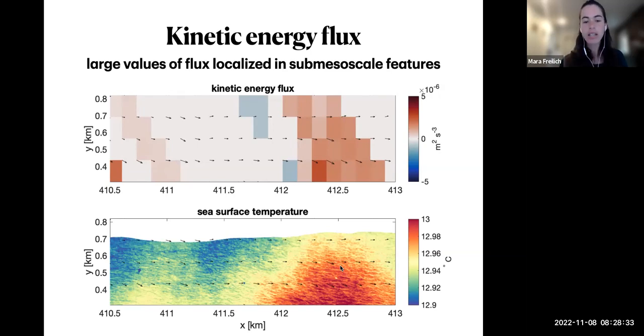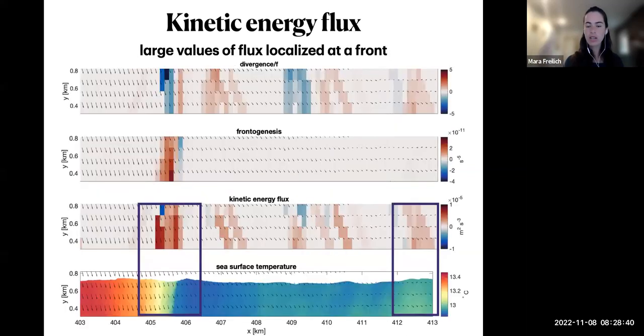And so while I said this entire frontal region is a region of strong nonlinearity, when we look at it in this sense, we see that really these sorts of dynamical processes that have to do with these kinetic energy fluxes, convergence, frontogenesis, are happening at even smaller spatial scales. So at scales of just 1 kilometer or even smaller.